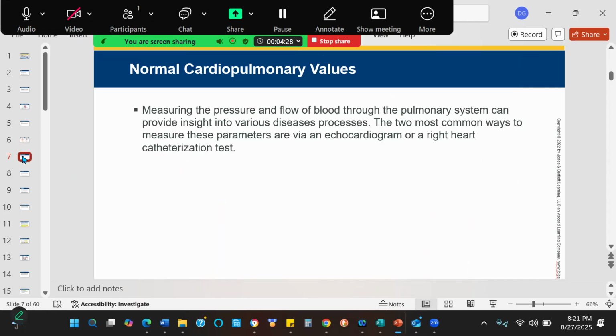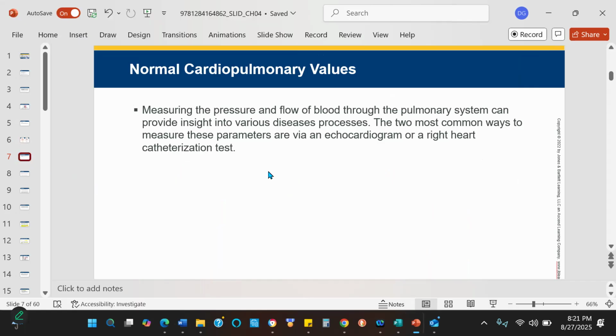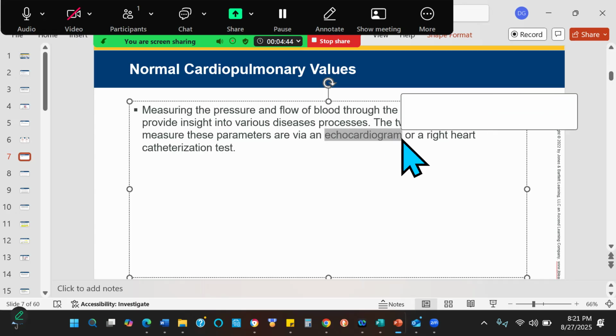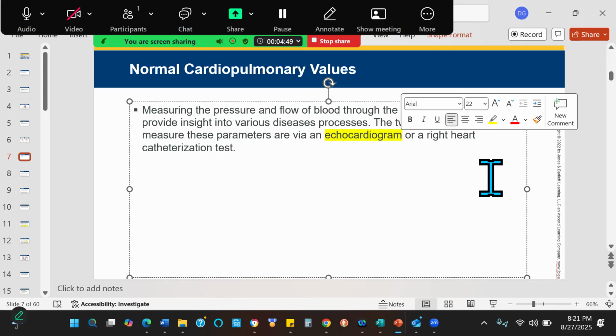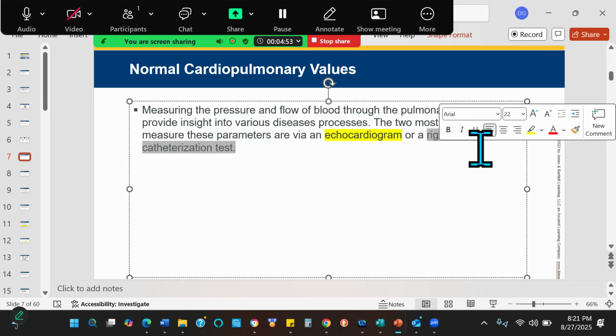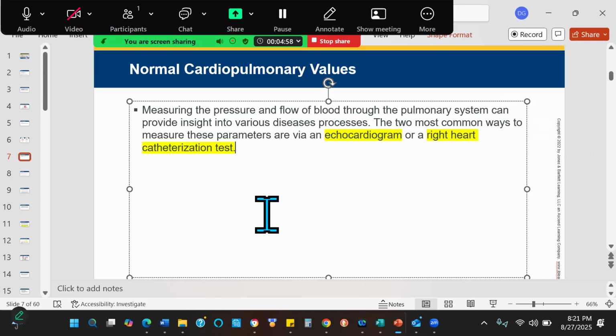Normal cardiopulmonary values. What we're going to talk about is the pressures in various parts of the cardiopulmonary system. One easy way to get those these days and to look at the actual function of the heart is an echocardiogram. Echocardiogram is an amazing technology that has advanced so much in the years that I've been involved. You can also do a right heart catheterization. That's a pretty invasive way to do it, but nonetheless, we sometimes do that, particularly in the critical care unit.